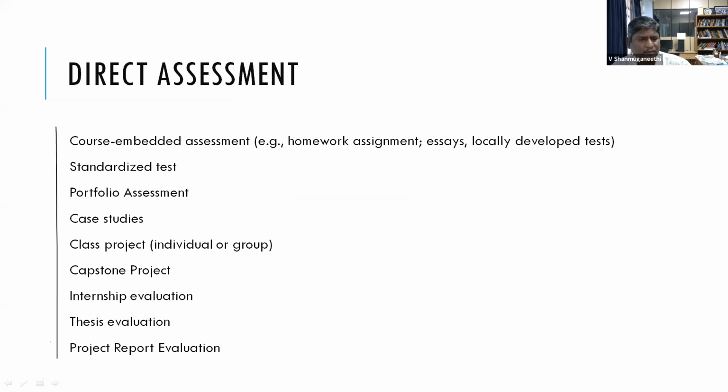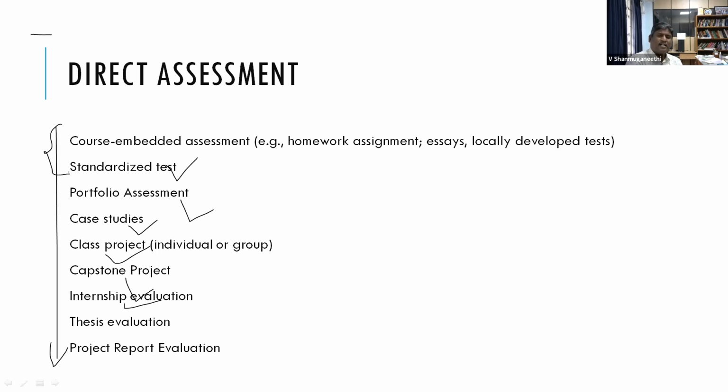You can have course embedded, standardized, portfolio, case study, class project, capstone, internship evaluation, thesis, then project report evaluation. These are all different kinds of assessment which come under the category of direct. For example, in the course embedded, you are doing a lot of things. Predominantly we are using the course embedded assessment and standardized testing.